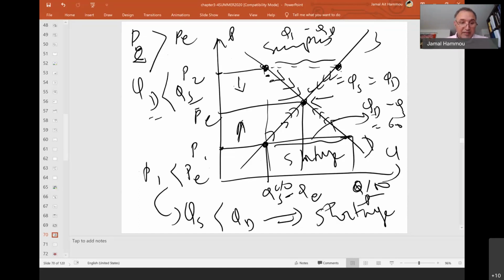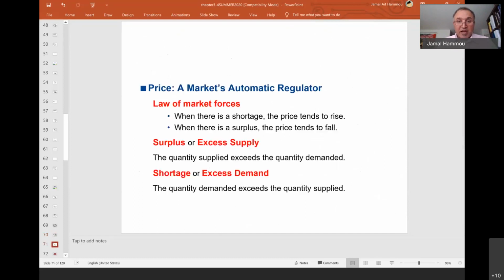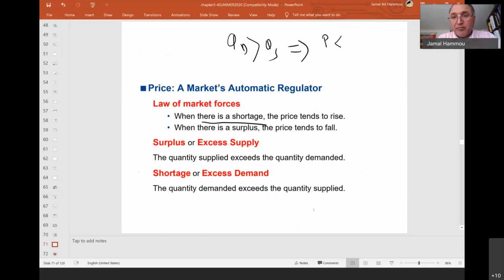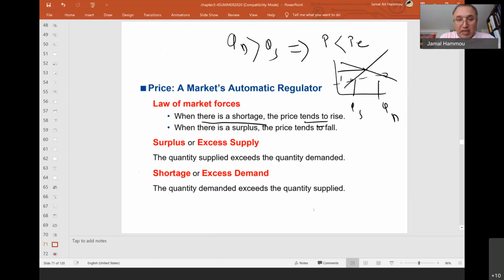You hear the law of the market. Sometimes the market is not at the equilibrium. It's at disequilibrium. So when there is a shortage, what does that mean? It means QD is greater than QS. I can say that because the price is below the equilibrium. The price tends to rise. We showed this graphically. If the price is below the equilibrium, you have QS, QD, and the price tends to go up. That's called excess demand.